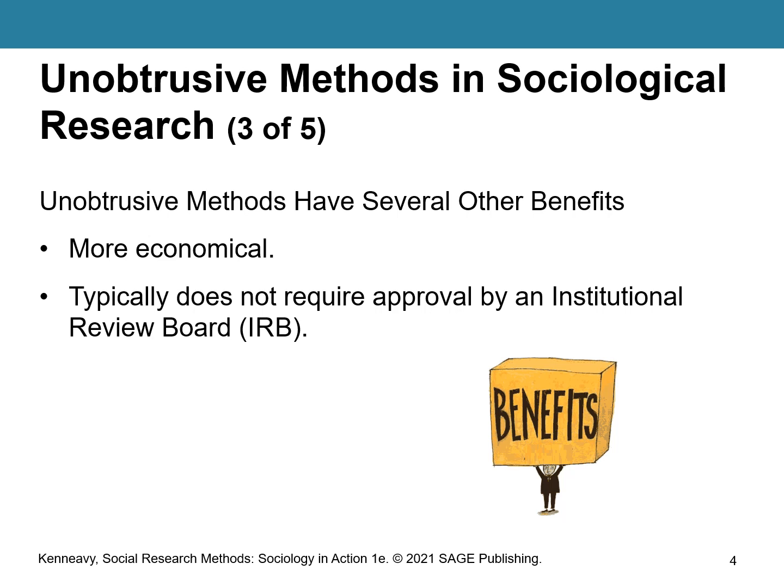So unobtrusive methods have several other benefits. First of all, it's more economical, both in terms of time and money. And so we're always working within the confines of a time constraint often, and even a budget. So money is a factor. Because unobtrusive methods in research do not involve direct contact with human subjects, it typically does not require approval by the IRB or the Institutional Review Board. So that's another benefit.